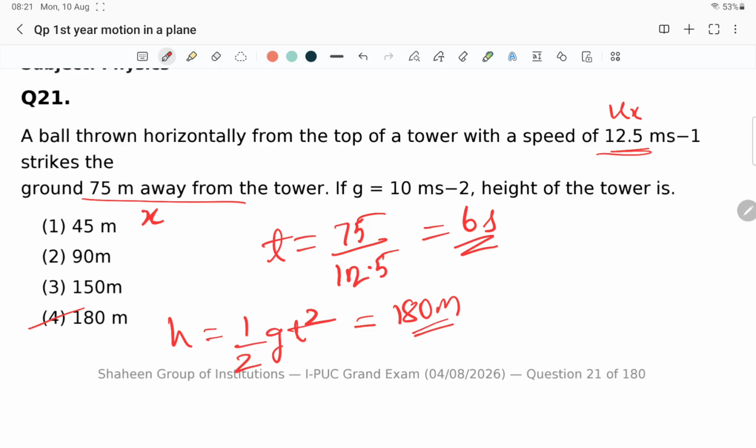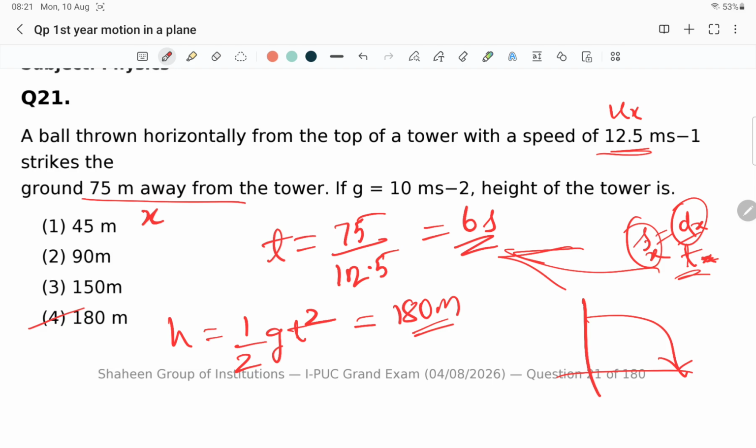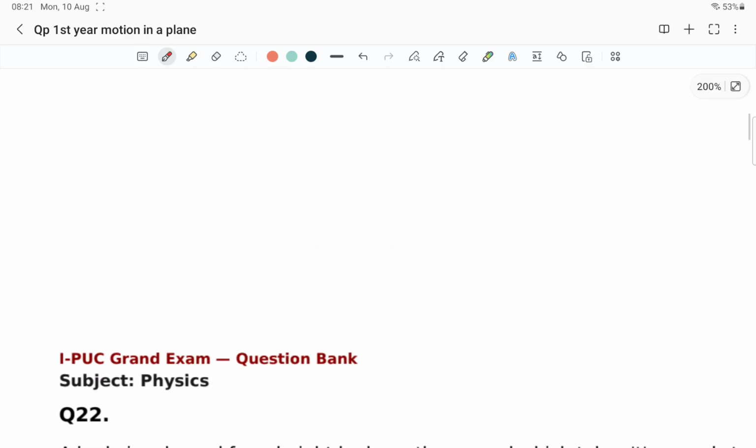So this was straightforward. We have used time equals distance by speed, since velocity or speed equals distance by time. We are talking about horizontal cases. In the horizontal direction, ux was given and x was given as the distance. So time was found out like this, using the speed equals distance by time formula. Once you found time, h equals half gt square, because when it is falling like this, that is the height of the tower. Vertically the velocity is 0, so s equals ut plus half at square, ut becomes 0 because uy is 0. I hope this is clear. Let's move on to the next question.